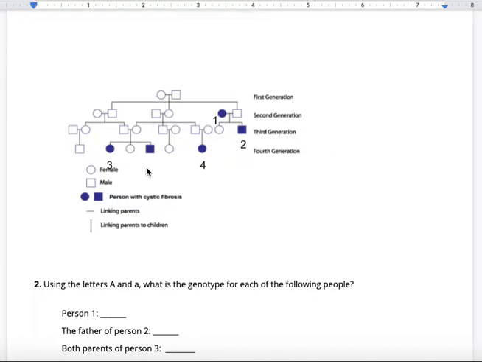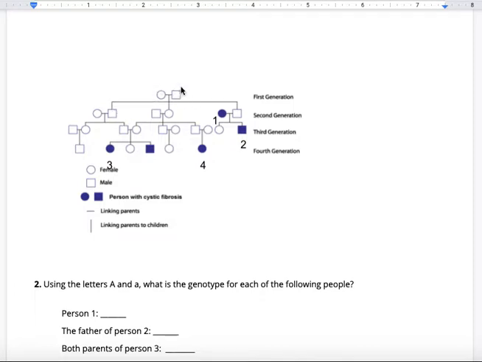So here you're going to notice there is a key. I already explained to you guys the generations on the right hand side. So each level is its own generation. And then there's always going to be a key. So females are circles, squares are males, and then the colored in ones represent cystic fibrosis for this one. Linking the parents, that's referring to these links here, and then linking to the parents, the children. So this is referring to the down line and then down over.